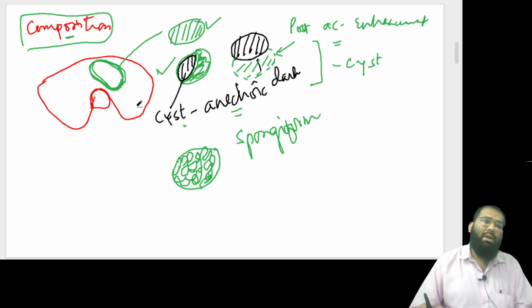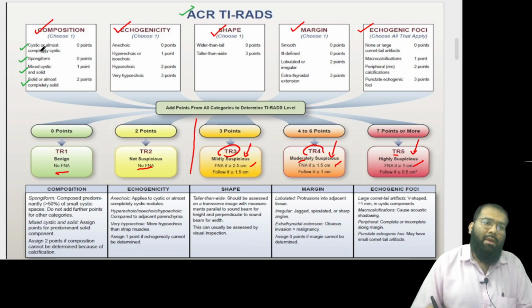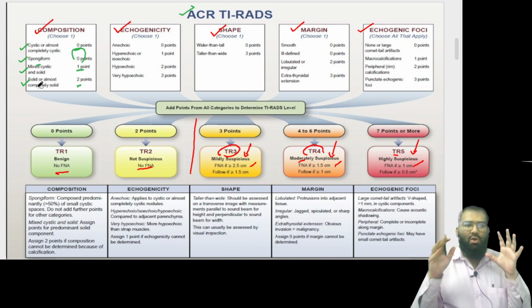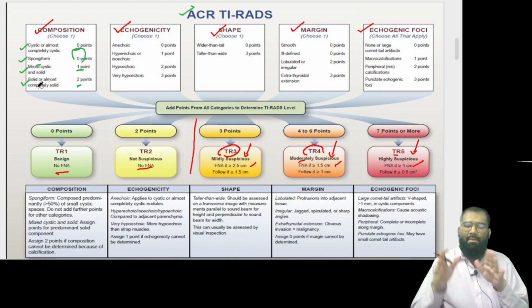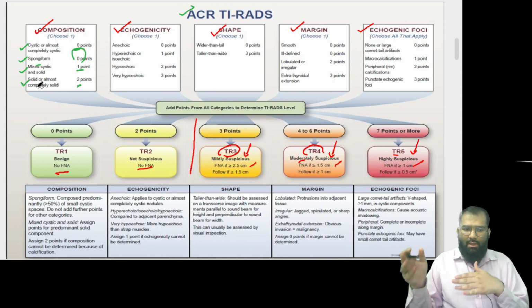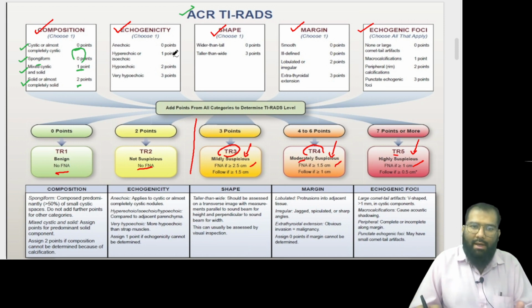Spongiform lesion. Okay. So now, if it's a cystic lesion, you have to give it 0 points. If it's a spongiform lesion, again you have to give it 0 points. If it's mixed solid cystic, you have to give it 1 point, and if it's solid, you have to give it 2 points. Okay, so that is about composition. I'll show you all the images so that it becomes easy, once we discuss the other important categories.